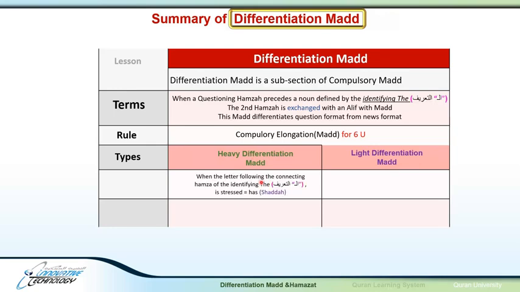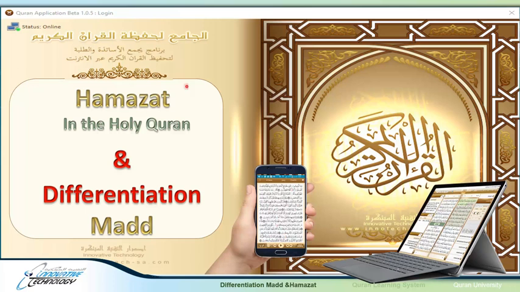The heavy one is where al-ta'rif is followed by a shadda, while the light one is not followed by a shadda. And the example of the heavy was الذكرين, the shadda here. And the example of light is الآن. There is no shadda in this case. And with that summary, we reach the conclusion of our lesson on Hamazat in the Holy Quran and differentiation mad.